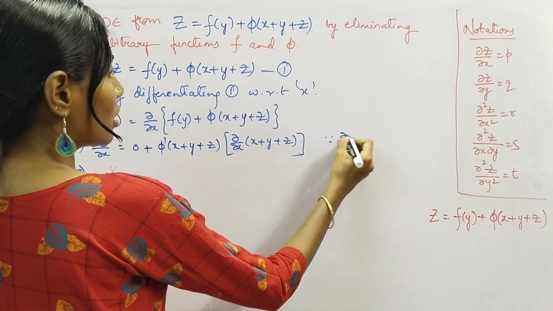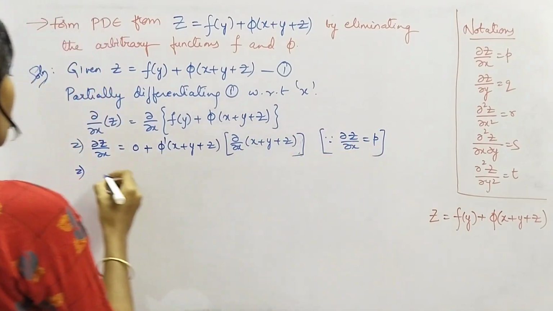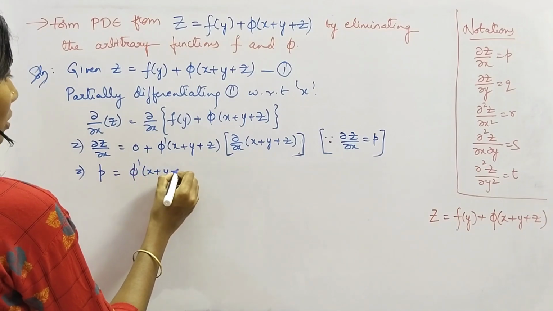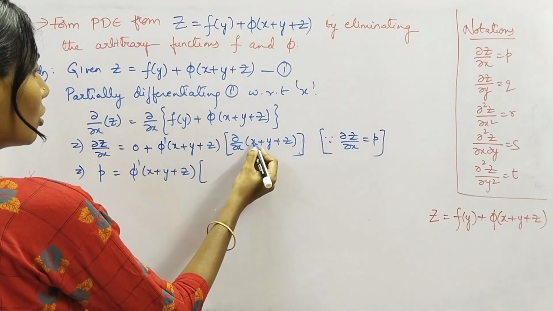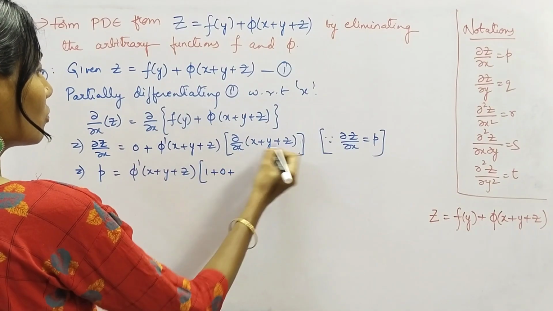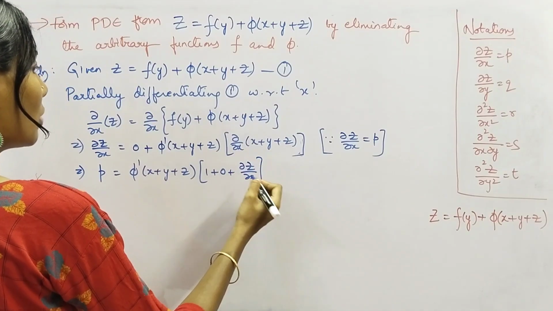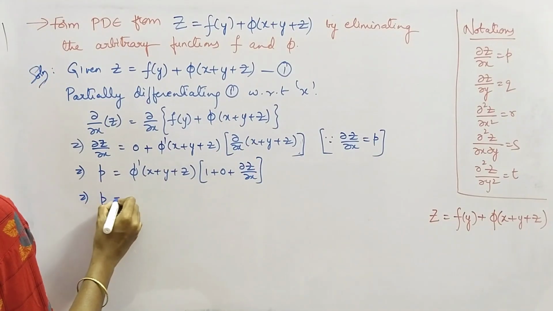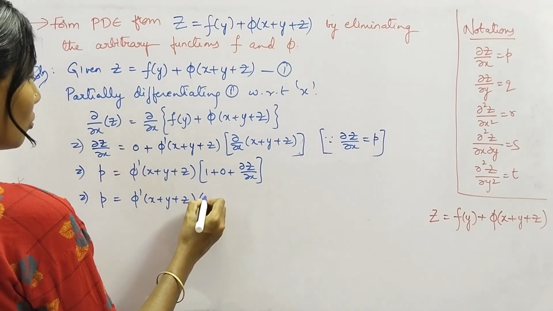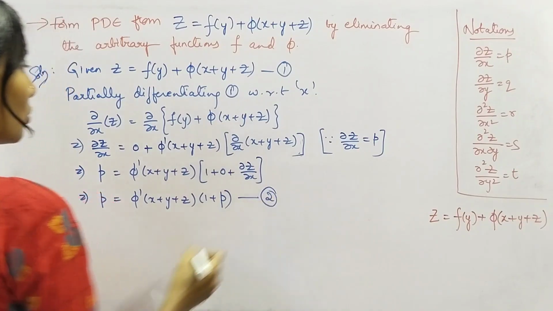This gives us, we have a notation dou z by dou x equal to p. Just replace dou z by dou x by notation p. You will get p equal to phi dash of x plus y plus z into partial derivative of x with respect to x is 1 plus partial derivative of y with respect to x is 0 plus partial derivative of z with respect to x is dou z by dou x. Again replace it by p. Then you will get p equal to phi dash of x plus y plus z into 1 plus p, right? Consider as equation number 2.